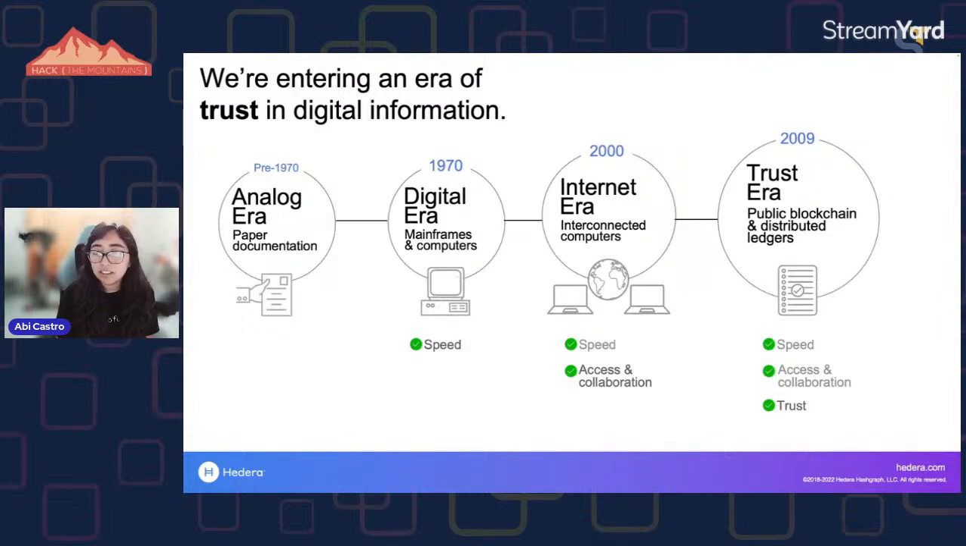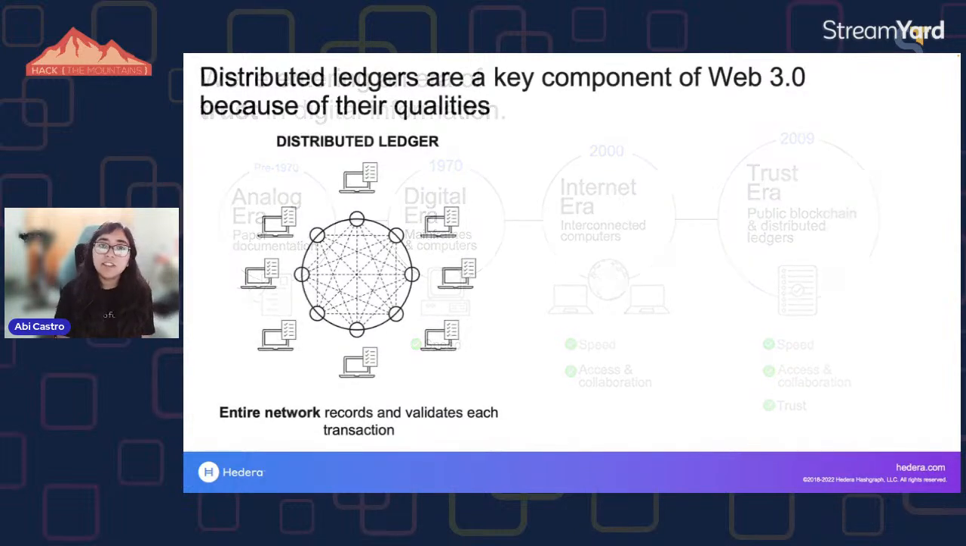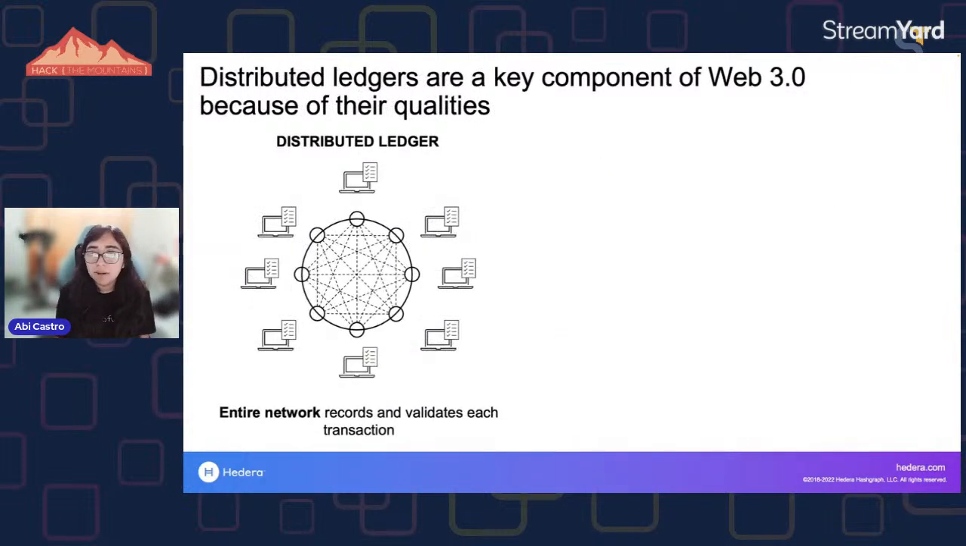We want trust. And so this evolution of the web is important to us because it's a technology that impacts everything that we do and everything that we will continue to be doing in the future. So at the core of this evolution is our distributed ledger technologies, which is what I want to talk about next. So distributed ledgers are a key component of Web3 because of their qualities.